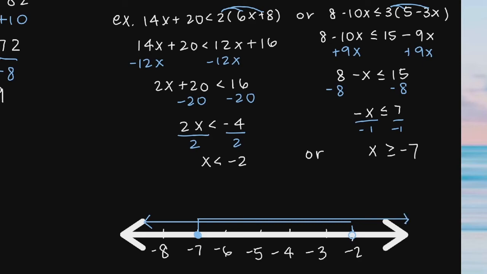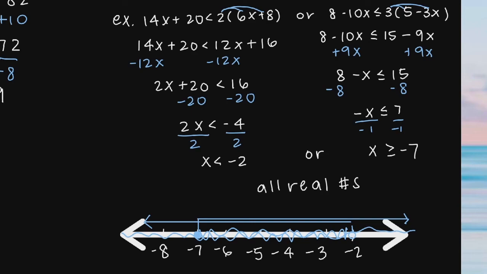So since this is an OR problem, OR means anywhere that is shaded on your graph. So if you chose to shade instead, you would shade this way for -2. Oh, my line kind of got crooked. Okay, for -2. And then for x is greater than or equal to -7, you would shade the other way. So that means the entire number line is shaded. So for this problem, the answer is all real numbers. And your entire number line should be shaded.